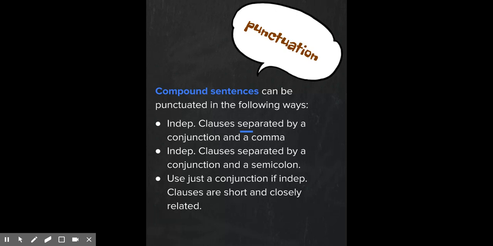Independent clauses can be separated by a conjunction and a semicolon. And you can use just the conjunction if the independent clauses are short and very closely related in terms of their meaning. Now, some also say that you can use just a comma to connect two independent clauses. Others are real ticky about that and call that a comma splice. So you've got to be very careful with just a comma.